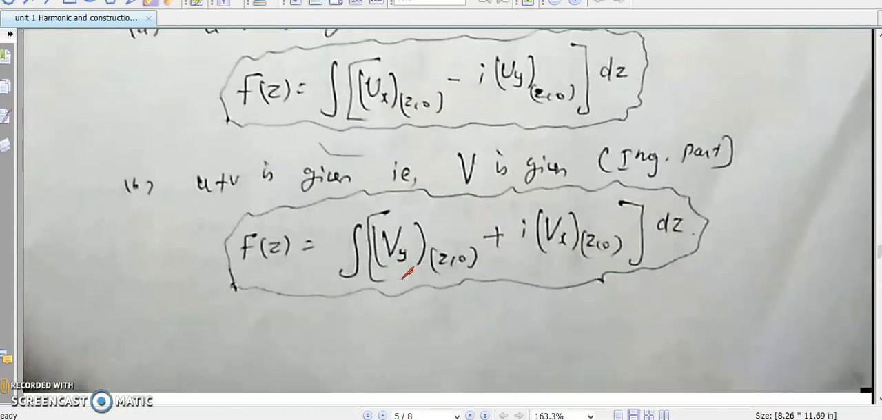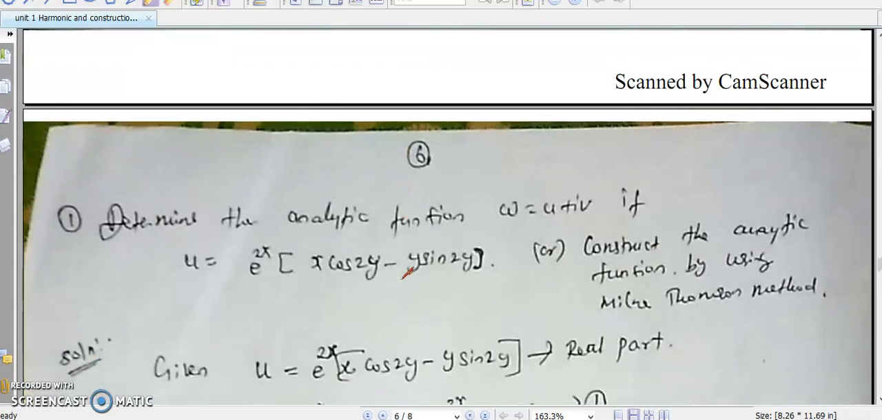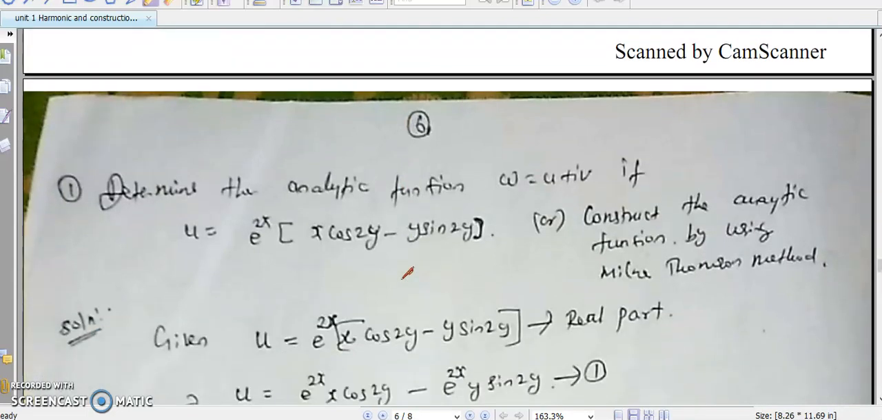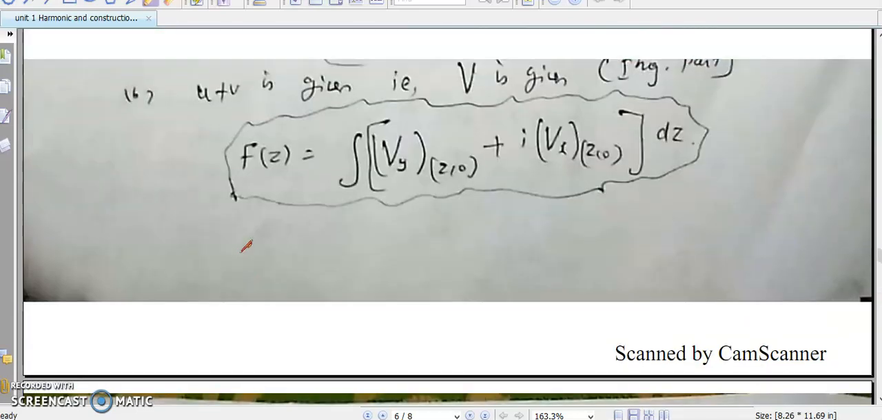Next we shall go through problem number 1. Determine the analytic function w equal to u plus i v if u equal to e power 2x into (x cos 2y minus y sin 2y), or construct the analytic function by using the Milne-Thomson method. This is a very important one. First we identify which function is given. Here u is given. So what is the formula for u for constructing the analytic function?